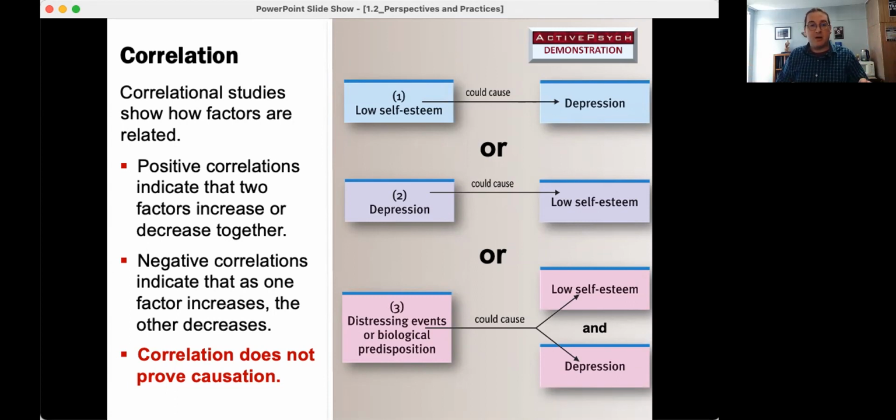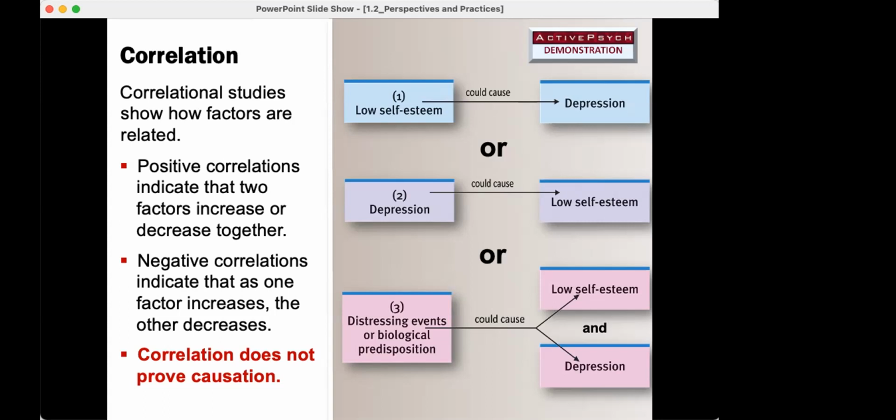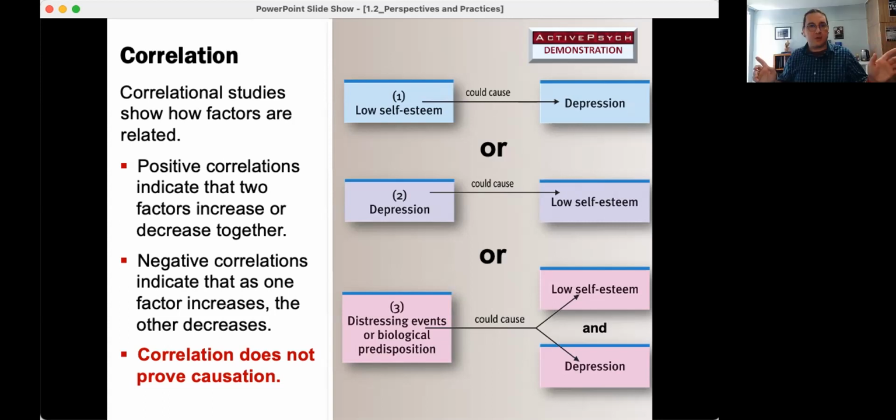But if you see a relationship, for example, self-esteem goes up and mood goes up every time, what do you think? Is that going to be a positive or negative correlation? Positive. Positive correlation, because one's going up and the other one's going up.